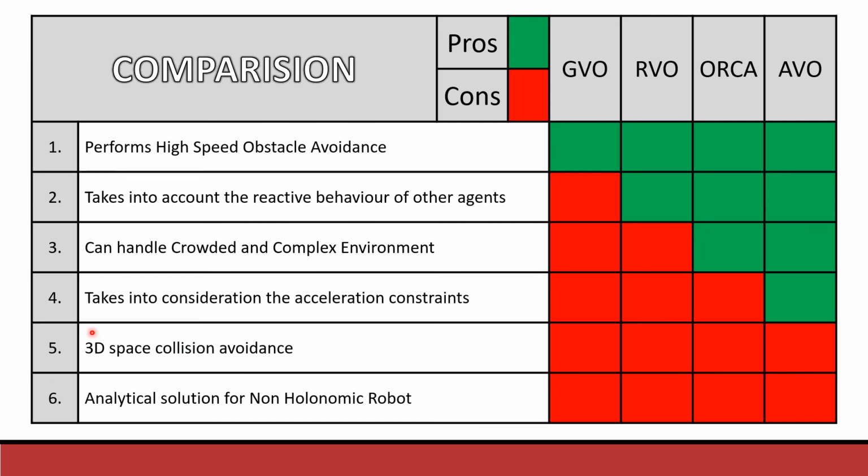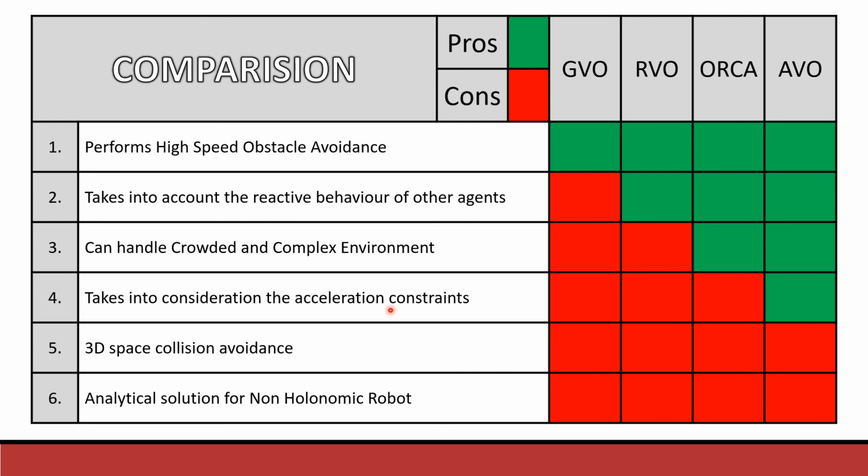So as we have looked at different methods for velocity obstacle, now let's have a comparison between them. Here we can observe that the green represents the things that it can do, so the pros, and the red is what is the con. As we can see, all of them can perform high-speed obstacle avoidance. Also, only RVO, RC, and AVO can take into consideration the reactive behavior. And for complex environments, we have the ORCA and AVO, while only AVO is able to consider the acceleration constraint.